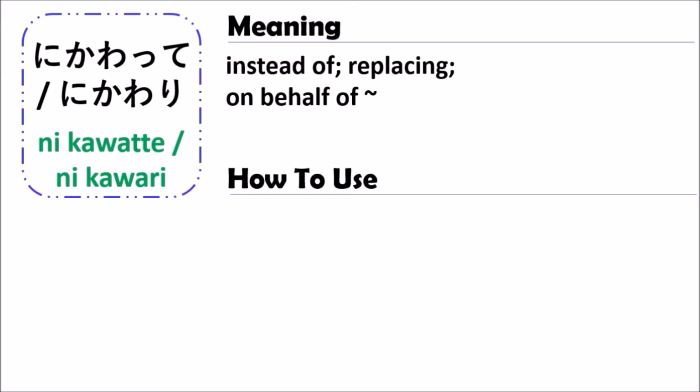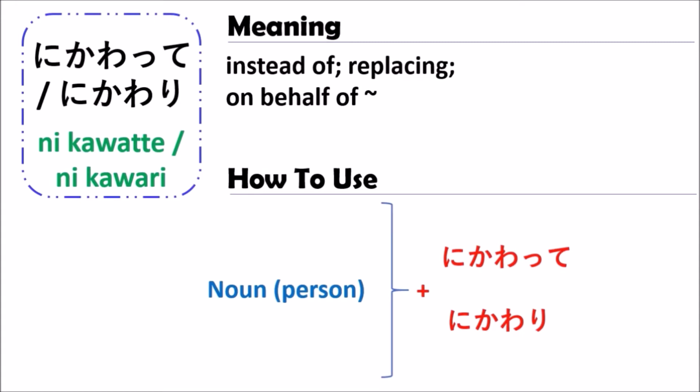So in Japanese, when you use the grammar of 何々に代わり or 何々に代わって, you can use it with a noun, but actually the noun here means a person, the name of a person, something like this. And after that you can follow with ni kawatte or ni kawari. It has the same meaning, such as instead of, or on behalf of, or replacing, right? So don't be confused when you see nani nani ni kawatte or ni kawari. It just has the same meaning.